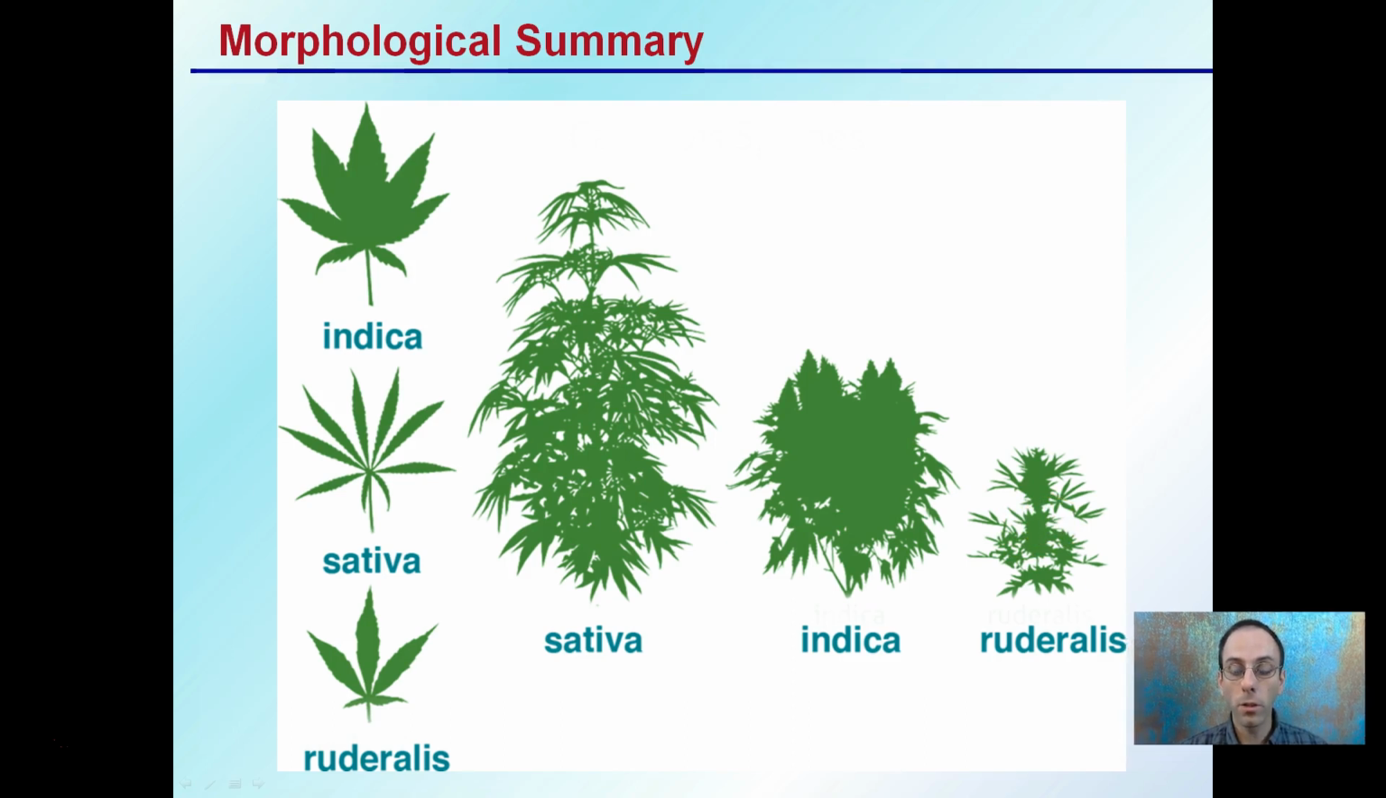The general morphological summary here: indica, sativa, ruderalis. You can now see the comparison between the three and how they look very different. But again, keep in mind the chemical profiles that they produce could be very similar.